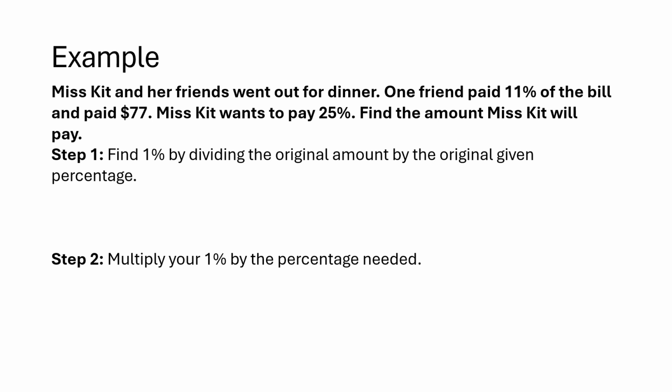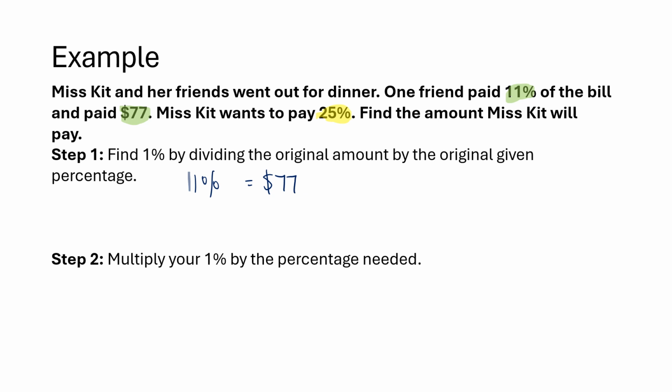So, looking at this problem here, I've gone out for dinner with my friends. One of my friends paid 11% of the bill, and she's paid $77 in doing so. So 11% was $77, and I would like to pay 25% of the bill. So we're going to find how much I would pay. Now, we know from this problem that 11% is equal to $77.